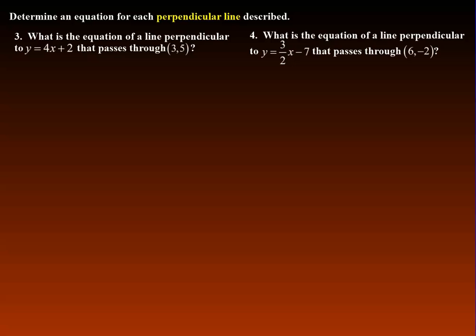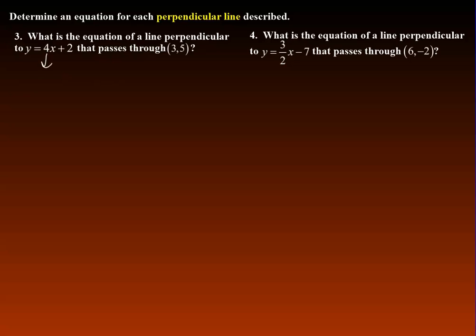What is the equation of the line perpendicular to y equals 4x plus 2 that passes through the point (3, 5)? So you may notice that these are the same equations and same ordered pairs, but we're asking for a different thing this time. This time we're talking about perpendicular.